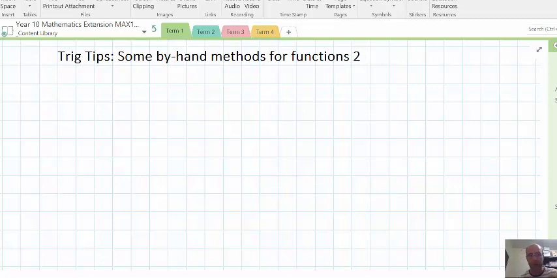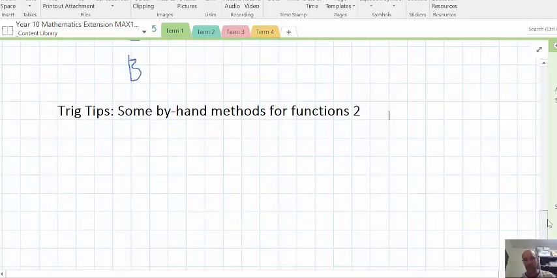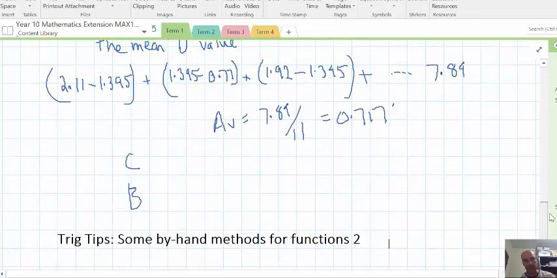Continuing our trig tips here, this is the second part of the previous video, so some by hand methods for trig functions. If we go back to what we did last time, we still need to find parameters c and b for our function.